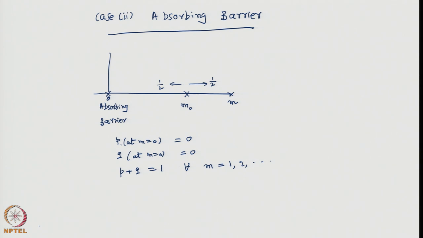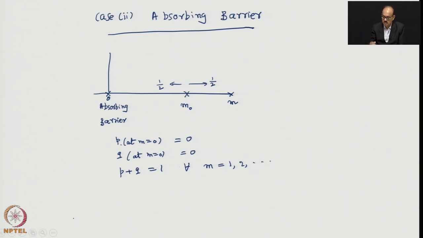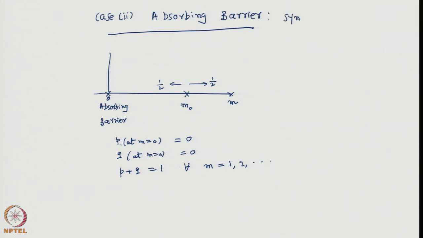Like earlier, the technique of using a virtual walker simplifies the problem greatly, and that is specifically suited to the symmetric random walk problem. So absorbing barrier, symmetric random walk, or unbiased as we said. As in the case of a reflecting barrier, we can now extend the negative line, put a virtual walker at m naught.